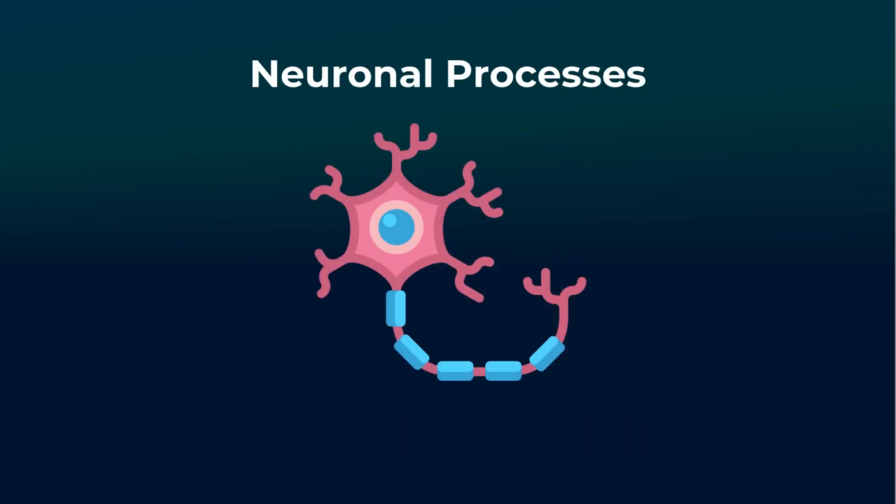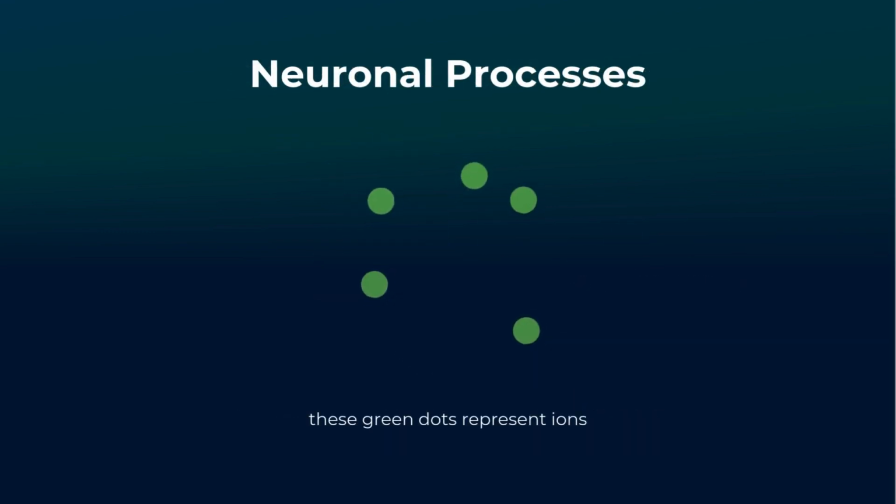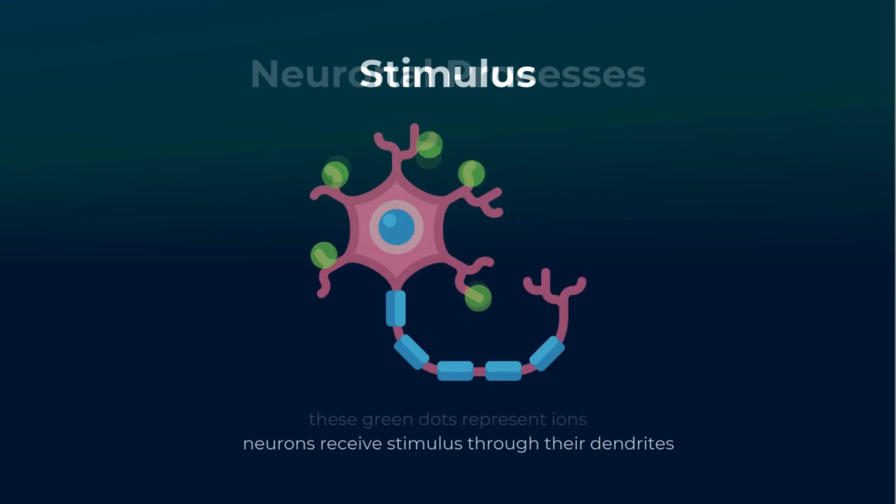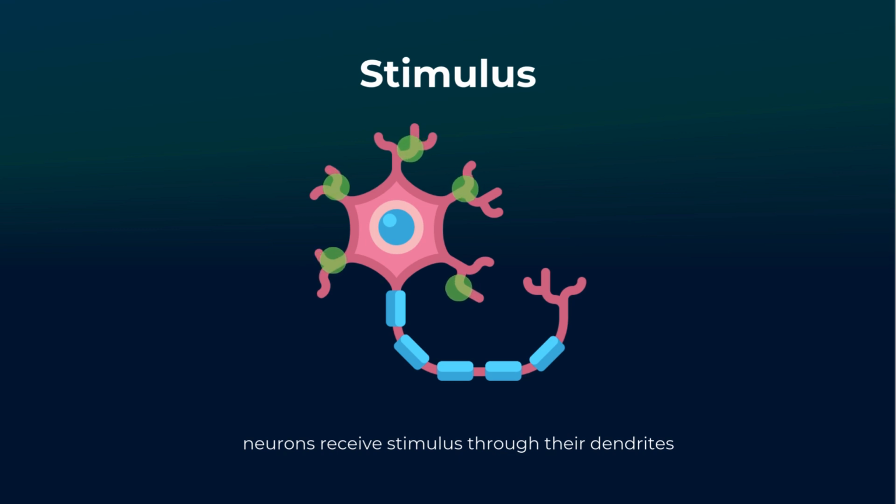Now let's understand how the neuron works. These green dots will help us understand the flow of information. A neuron receives stimulus primarily through its dendrites. The stimulus can be in the form of a sensory input, chemical signal, or electrical impulses from other neurons.